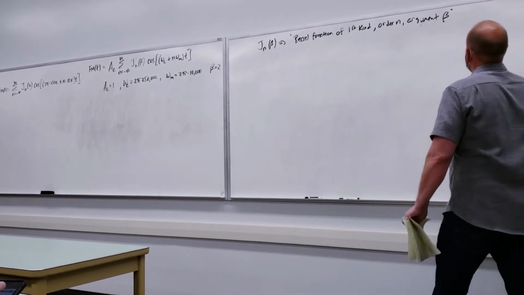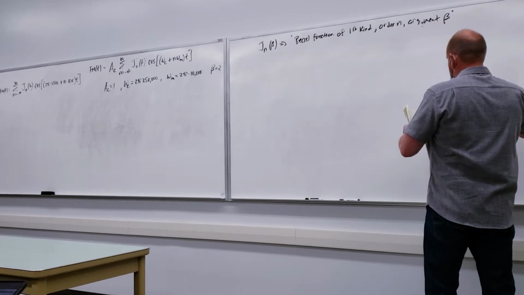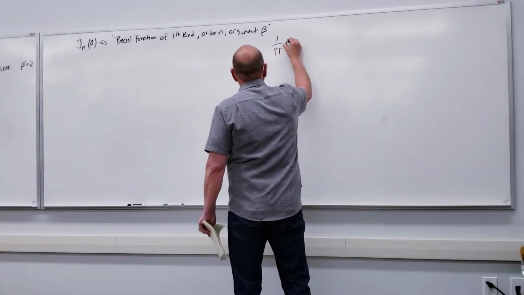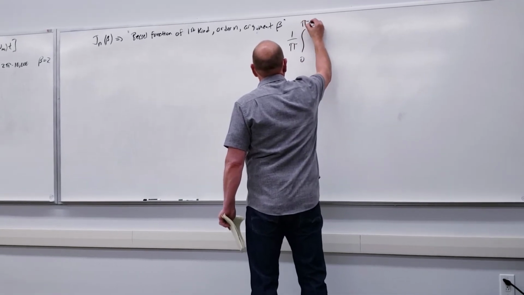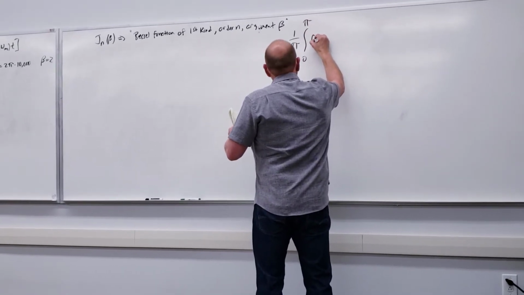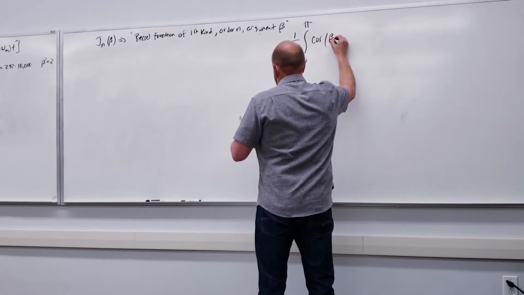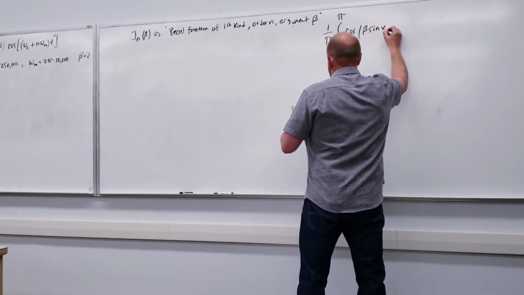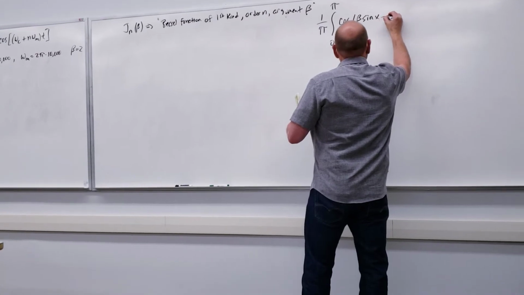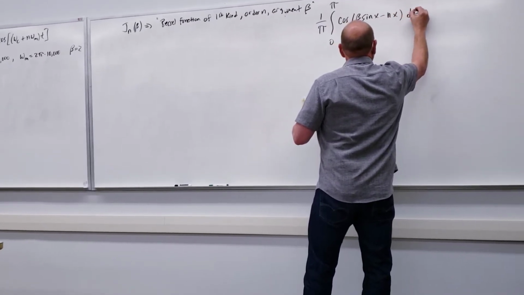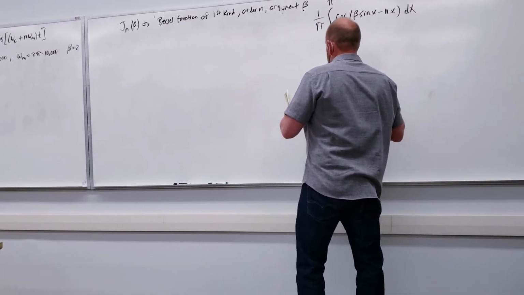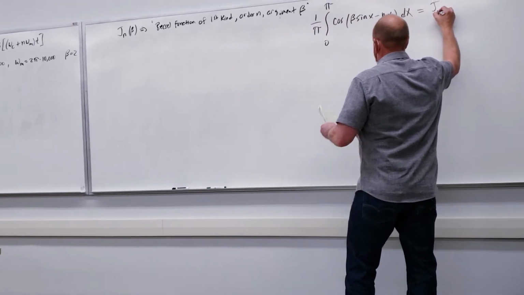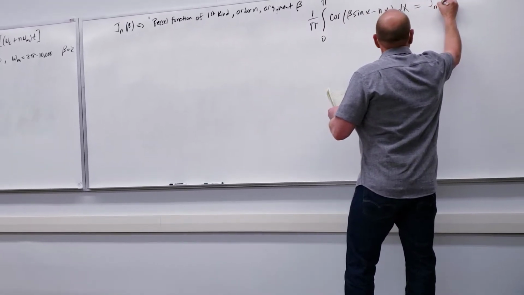If you're going to do it on your calculator, which is what I chose to do, here's the equation that you use for numerical integration: 1 over pi, integrate 0 to pi, cosine of beta sine x minus nx, dx. So there's the equation for Jn of beta.